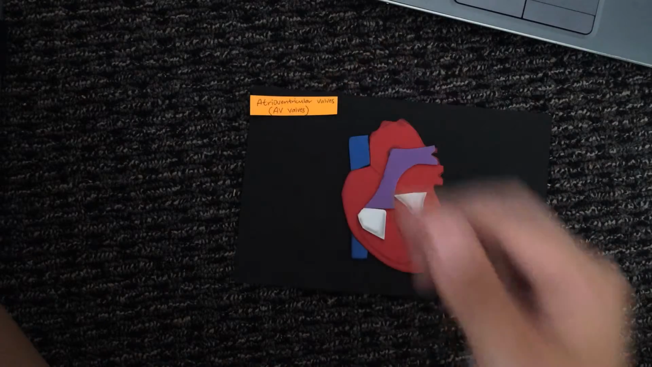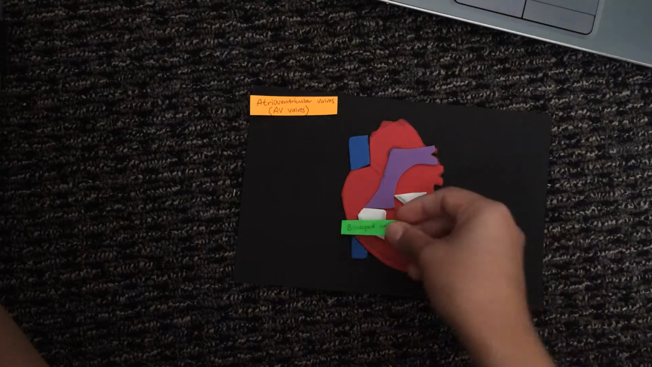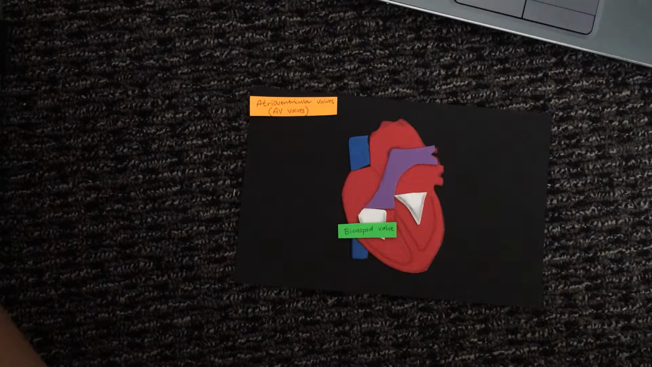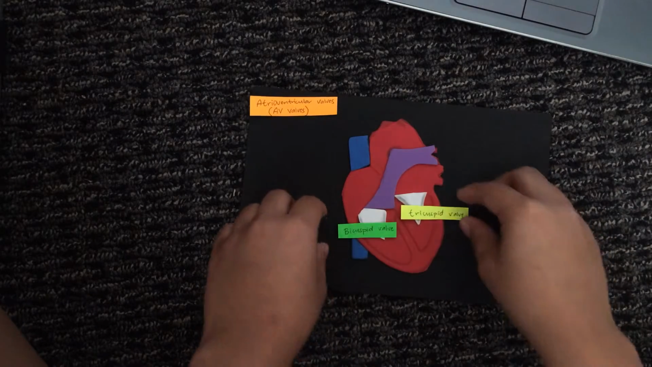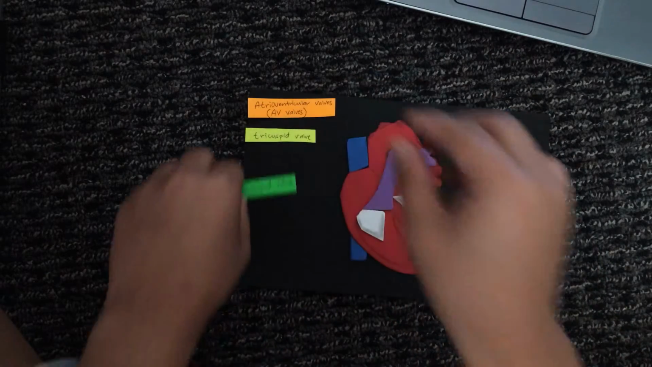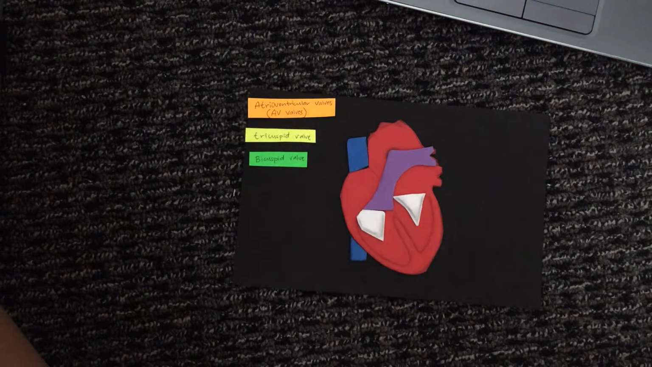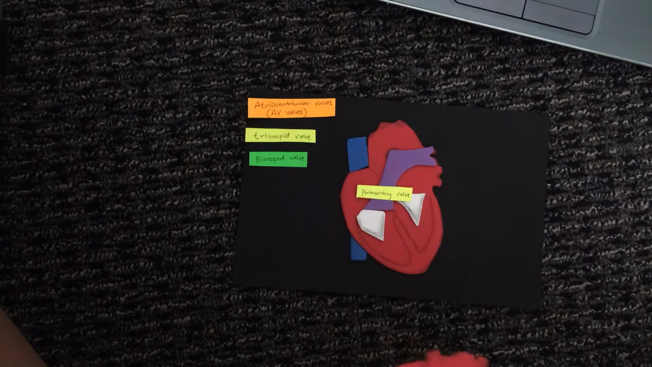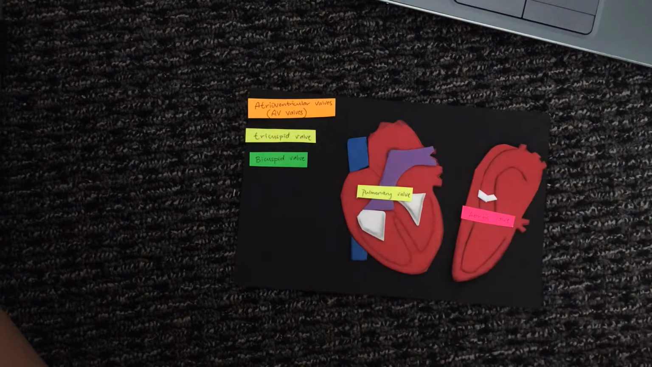S1 sound results from the closure of the bicuspid valve, also known as the mitral valve, and the tricuspid valve. S2 sound results from the closure of the pulmonary valve and the aortic valve. Aortic pressure is the blood pressure at the root of the aorta, and ventricular pressure is the blood pressure within the ventricles of the heart.